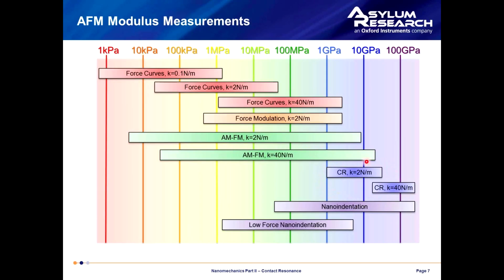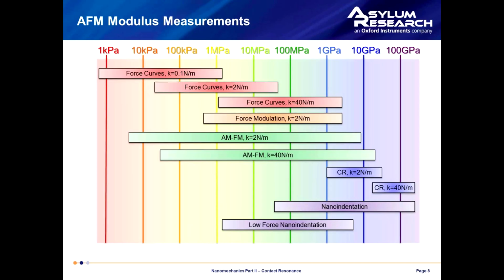Contact resonance, the topic of this webinar, is a contact technique where the cantilever is oscillated in contact with the surface. And again, depending on the stiffness of the cantilever, it typically covers a few orders of magnitude, 2, maybe 3. Nanoindentation is a technique where the indenter probe is pushed into the sample vertically without any sliding motion. And again, you can cover several orders of magnitude with that technique.